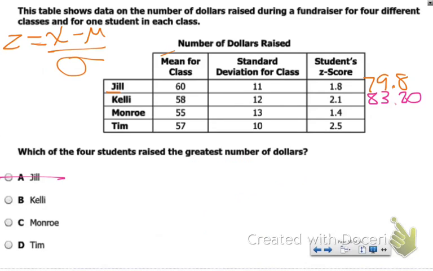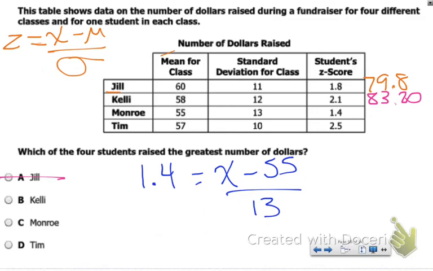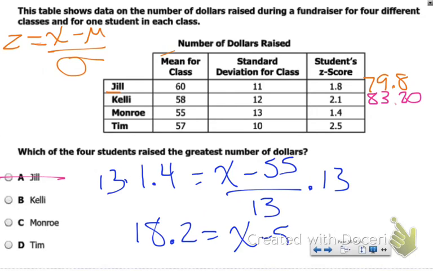Okay, now for Monroe we have z-score of 1.4, mean of 55, and standard deviation of 13. Again, multiply by 13 on both sides. We get 18.2 equals x minus 55. Okay, and he sold $73.20. So we know it's not Monroe because that's the lowest so far.